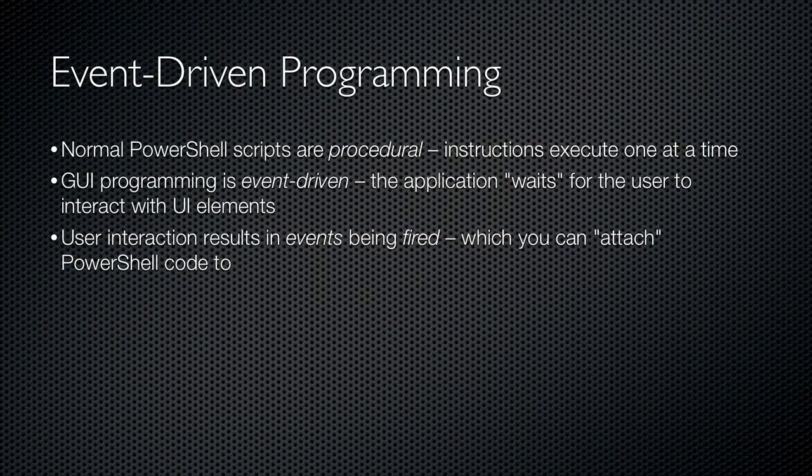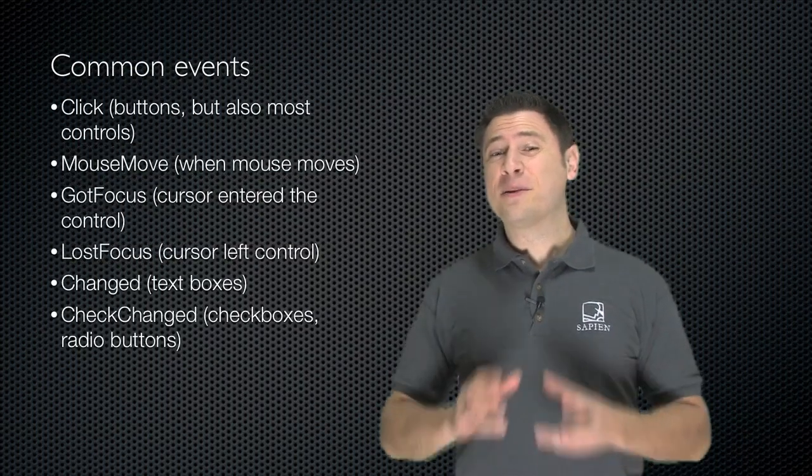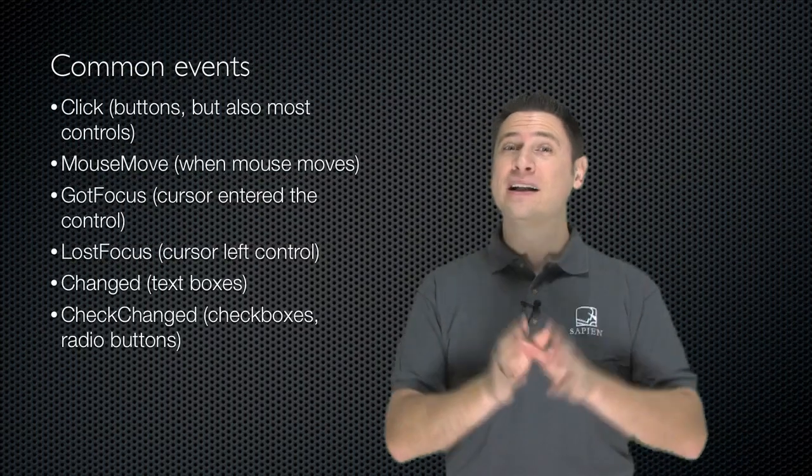PowerShell scripts that use forms become a sort of hybrid of procedural programming and this event-driven programming model. Your script is procedural until a form is displayed. Then your script stops running until the user causes an event to be fired that you've attached code to. Once your code hides the form, your script becomes procedural again, picking up where it left off and running through to the end.